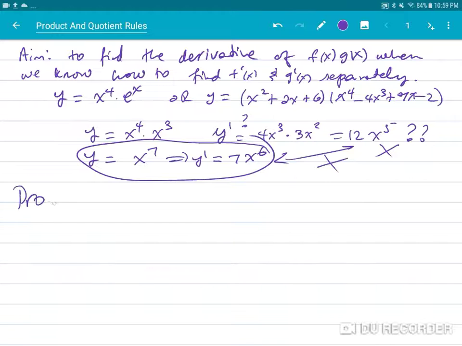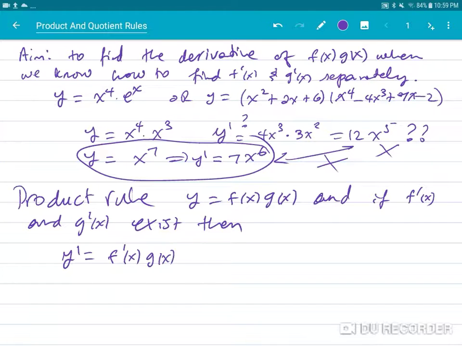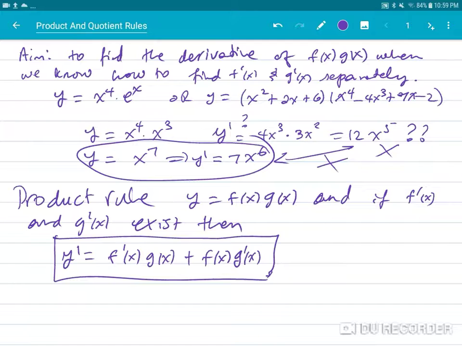Okay? So the product rule says this. If you have a function y equals f of x times g of x, and if f prime of x and g prime of x exist separately, then y prime can be calculated by differentiating the first function, multiplying by the second function, plus the first function as is, multiplied by the derivative of the second function. That's what we call the product rule. Differentiate the first times the second plus the first times the derivative of the second. Okay? So this is the formula that we have for the product rule.